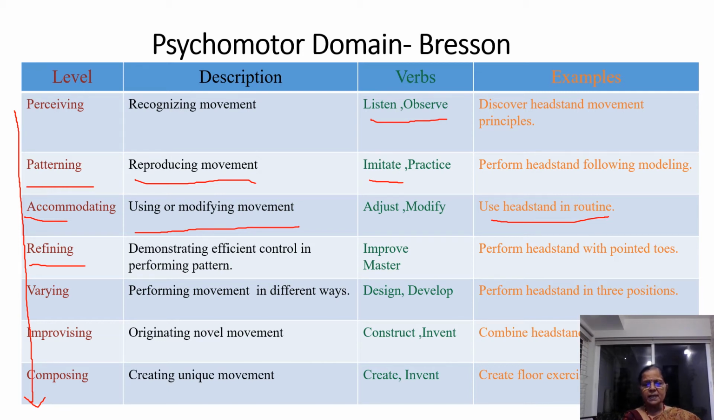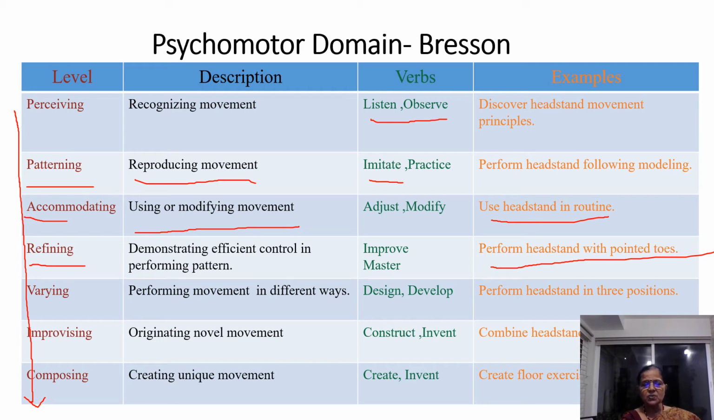See, demonstrating efficient control. In performing that particular pattern of movement, that movement could be anything. A swimming stroke, the forward stroke or the backward stroke, the butterfly stroke. Here we are giving an example for that headstand movement. So now you are going to perform better. You are improving. How? By standing with the pointed toes, you are able to do headstand. So slight improvement is there.